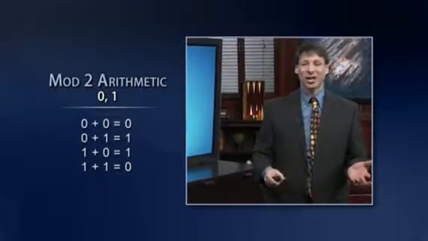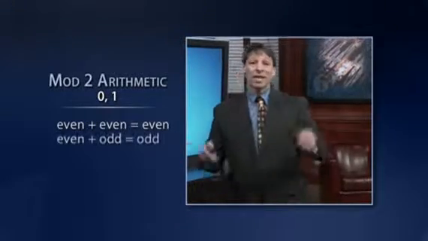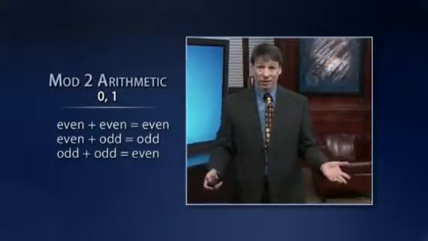One way to make sense of mod 2 arithmetic is to think of 0 as representing any even number and 1 as representing any odd number. Then the mod 2 addition table is really just saying even plus even is even, even plus odd is odd, and odd plus odd is even. Let's see how mod 2 arithmetic comes in handy with this puzzle.